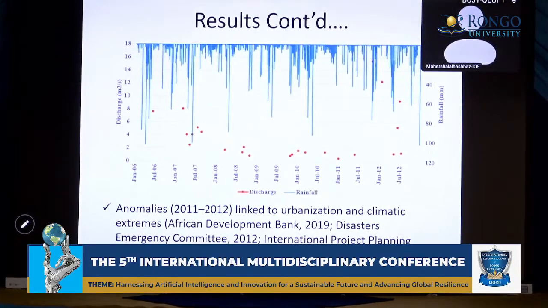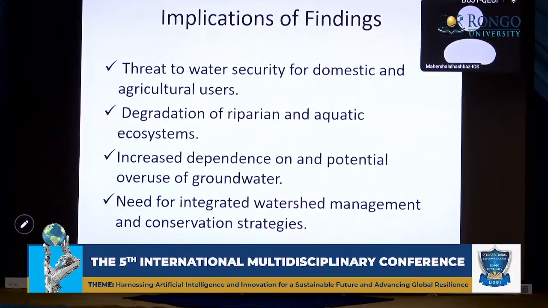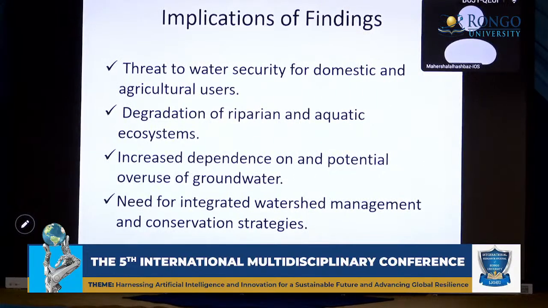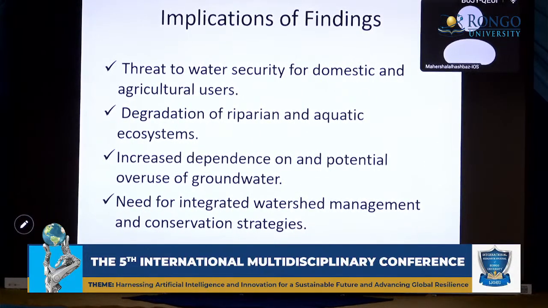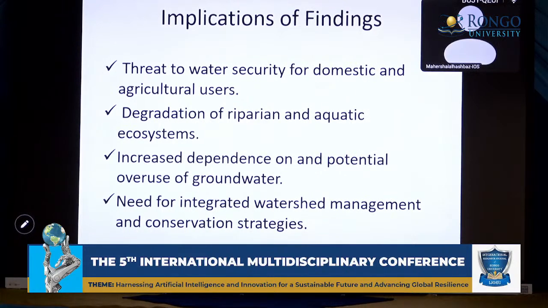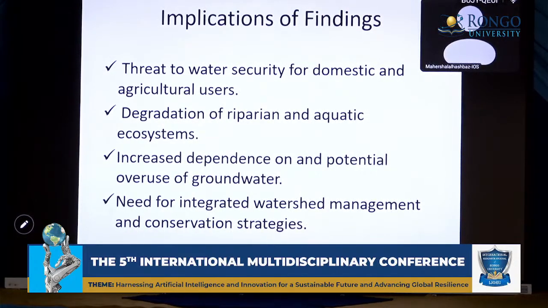So let's go to the implications of the findings. The declining discharge poses several risks. One of them is reduced water availability for domestic and farming users. It can also result in degradation of riparian and aquatic ecosystems.